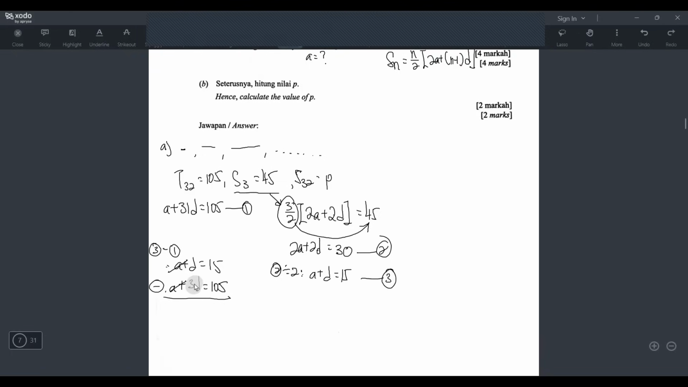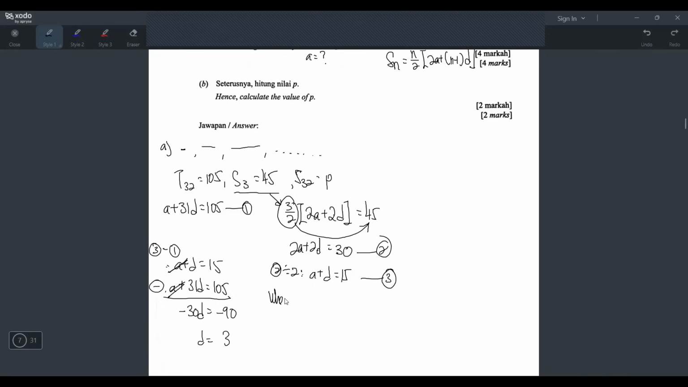Okay, so this one is 31D equals to 105. So the correct way is A minus A, 1D minus 31D. This one you can press 1 minus 31, you will get negative 30D. And then 15 minus 105, you will get negative 90. Okay, negative 90. And then D equals to 90 divided by 30, which is 3, right? It's 3, but the negative will hilang because negative divided by negative is positive.